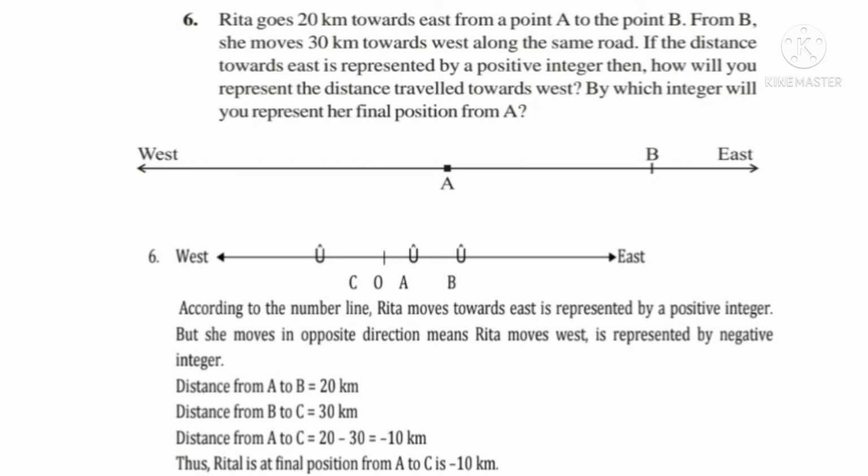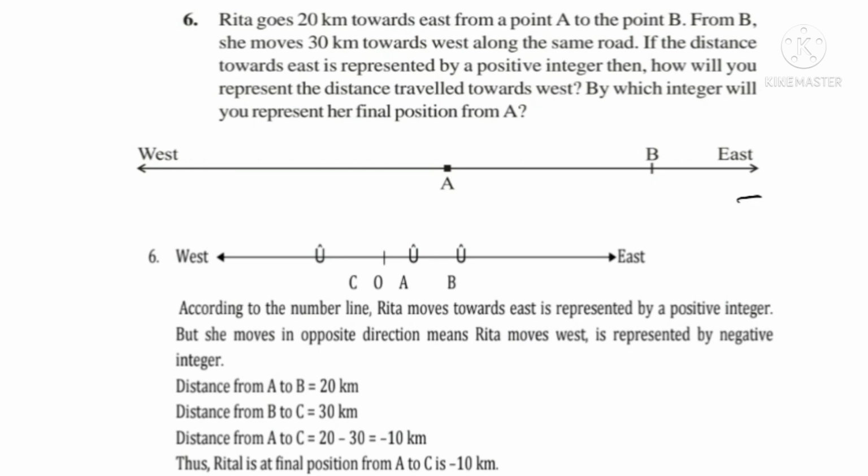Rita goes 20 km east from point A to B. From point B, she moves 30 km towards west along the same road. If the distance towards east is represented by a positive integer, then how will you represent the distance traveled towards west? By which integer will you represent her final position?